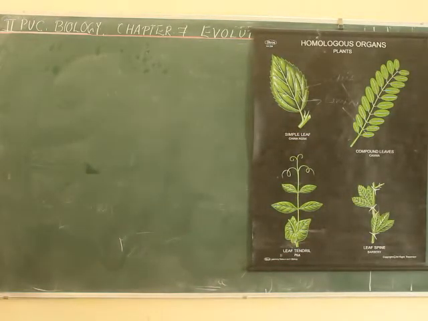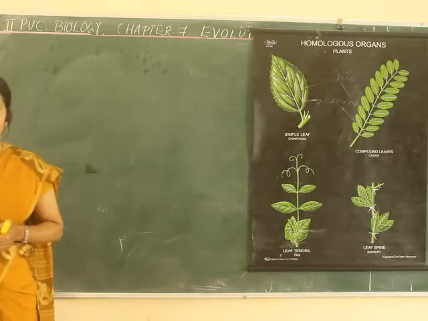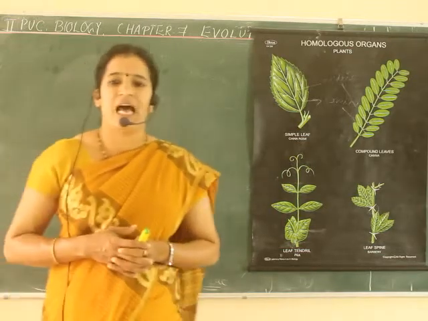Along with this, one more scientist who worked along with Charles Darwin is Alfred Wallace.